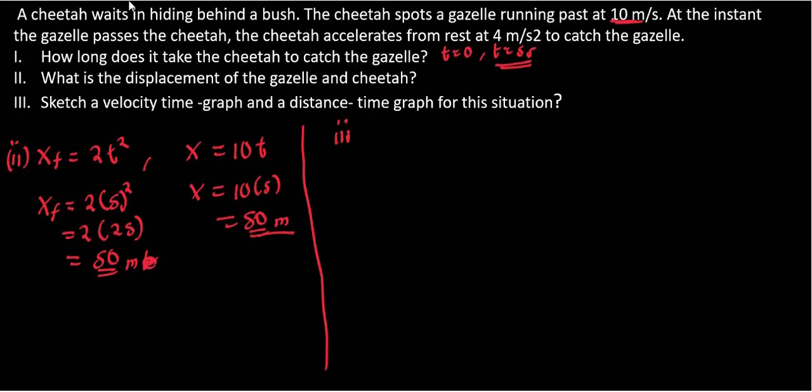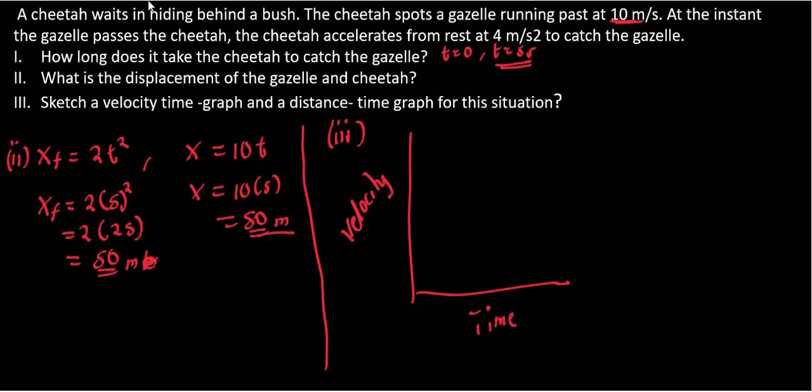Then the other thing, they are also asking us to sketch the velocity time graph, right? So the way you move with the velocity time graph, this is the velocity and this is the time. So you have the velocity and the time. What was the velocity of the gazelle? The velocity of the gazelle was 10 meters per second. Meaning that it was just constant like that, right?